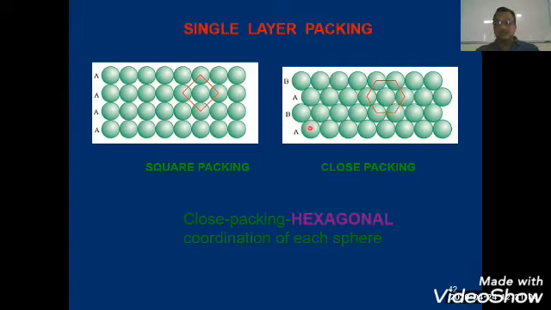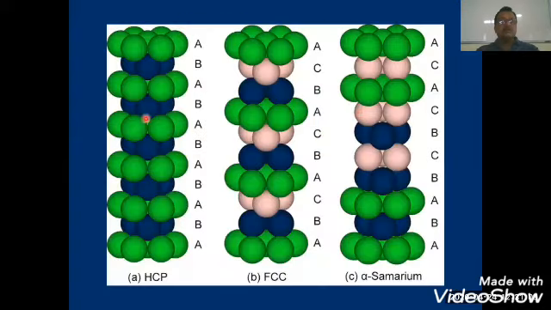From the sideways it will look like this. So this is a side view of the arrangement. This is the first layer. The second layer is sitting in the holes of the first layer. So the second layer is not at the top of the first layer.